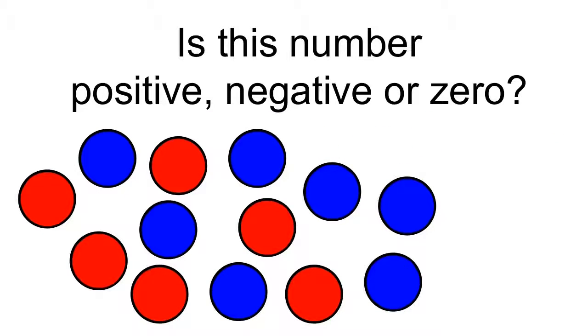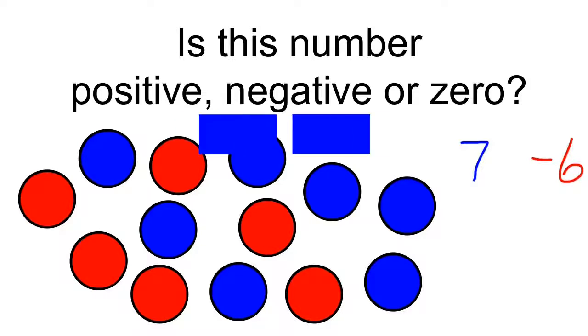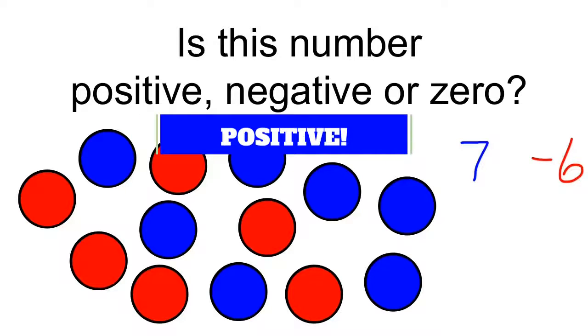Now let's look at this one. Again, the same question, is this number positive, negative, or 0? I'll let you count them up, and you can pause the video if you need to. Hopefully in this case you noticed that there were 7 positives this time, and for negatives we have 6. So if you were to combine these and each pair of a positive and negative was really nothing, then you can see that you have more positives and this number would be positive.